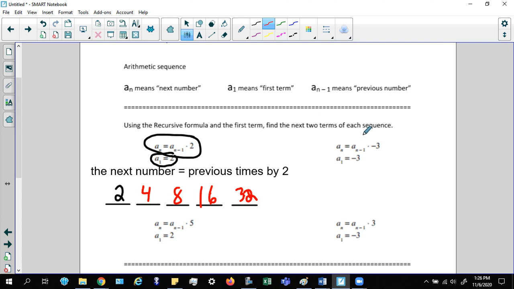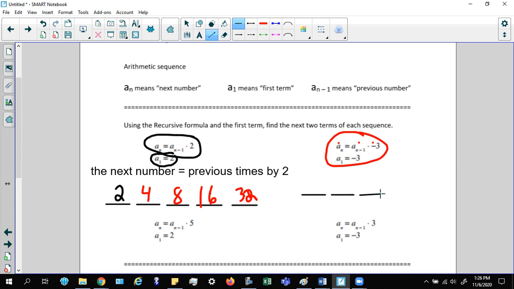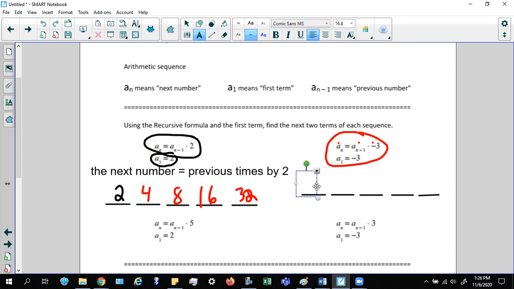So for the next question here, very similar. If you can read the notation, it says, in order to get the next number, you take the previous number, whatever it is, and then you times it by -3. Again, that's all we need. So I'm going to write some blanks down so I can get my sequence written, 4 and 5. I'm going to type this just to make it a little easier. It says the very first number is -3. That's my first number. In fact, I'm going to make it a little bigger.